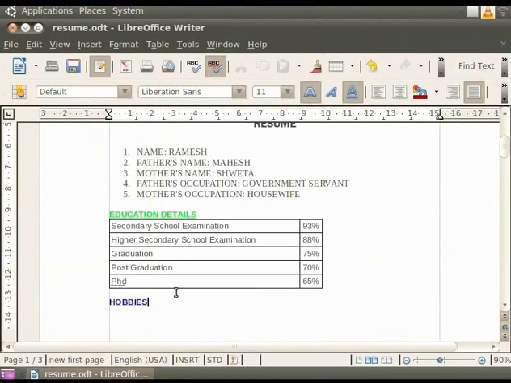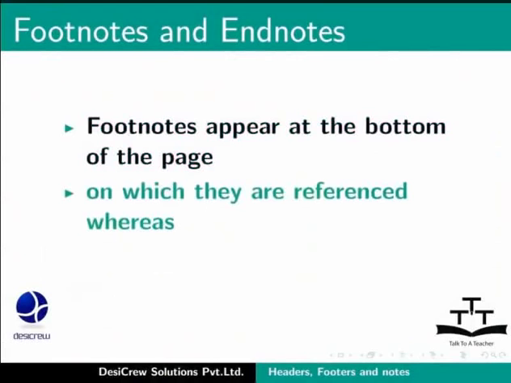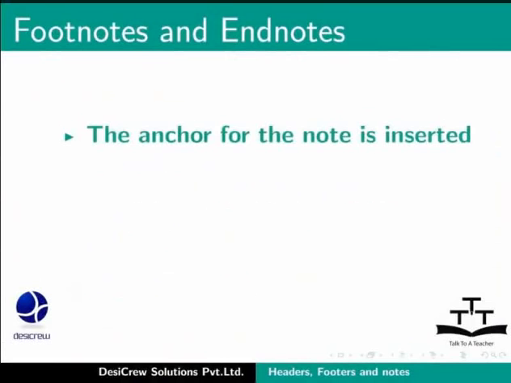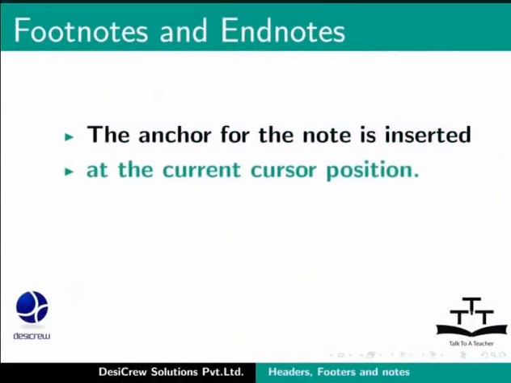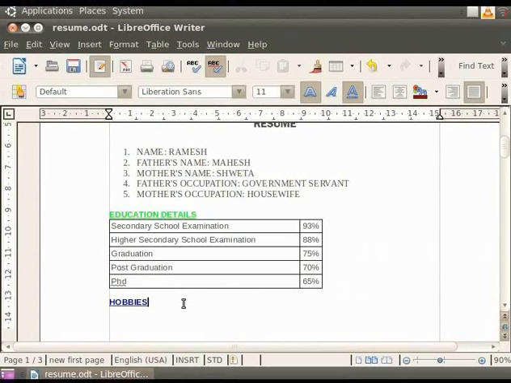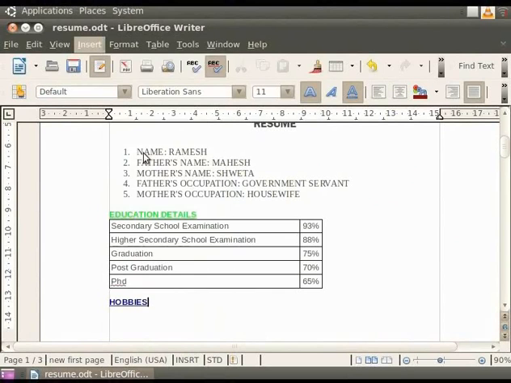Now let's learn about footnotes and endnotes in LibreOffice Writer. Footnotes appear at the bottom of the page on which they are referenced, whereas endnotes are collected at the end of a document. The anchor for the note is inserted at the current cursor position. You can choose between automatic numbering or a custom symbol. To access this option, first click on the Insert option in the menu bar, then click on the Footnote-Endnote option.